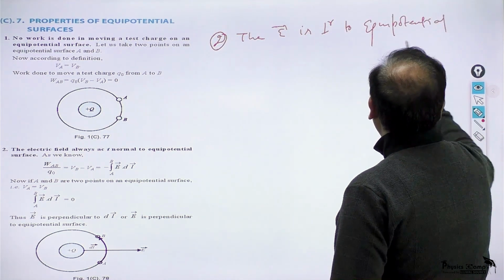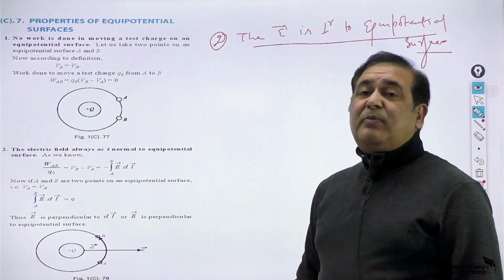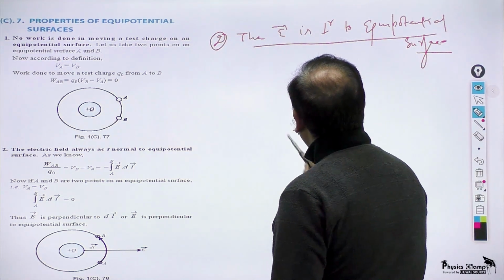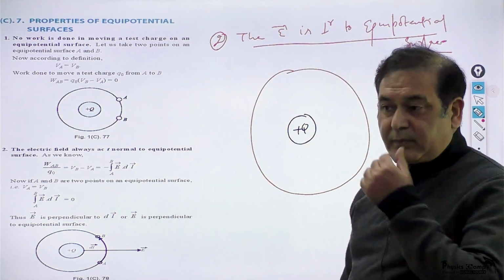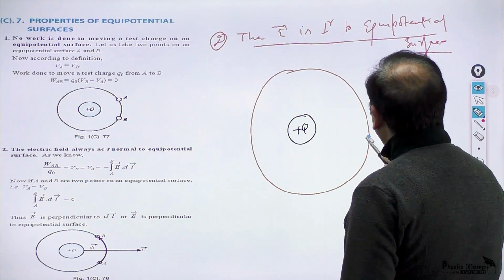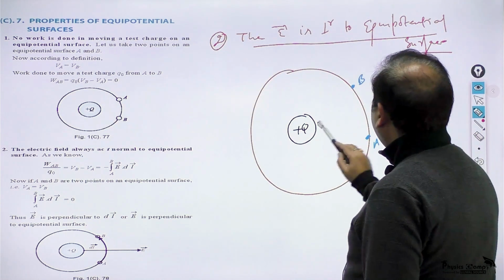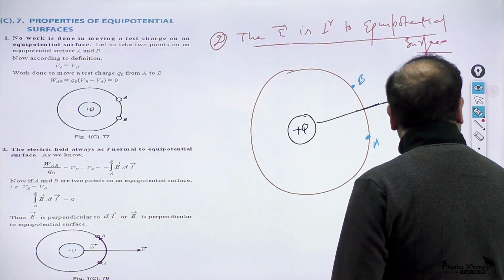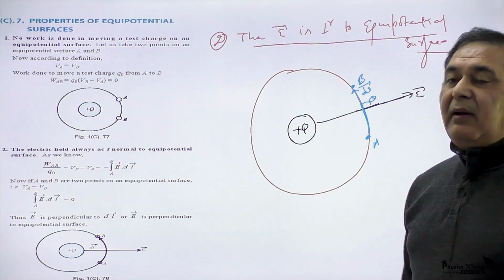Now this is something which we have already observed, but we want to prove it. How can we say that electric field is perpendicular to equipotential surface? For that we again assume we have a charge Q, and this is an equipotential surface. Here I am taking a charge from A to B. Now here the electric field is somewhere here, where the displacement vector is from A to B, dl. Maybe the angle between electric field and dl vector is theta.